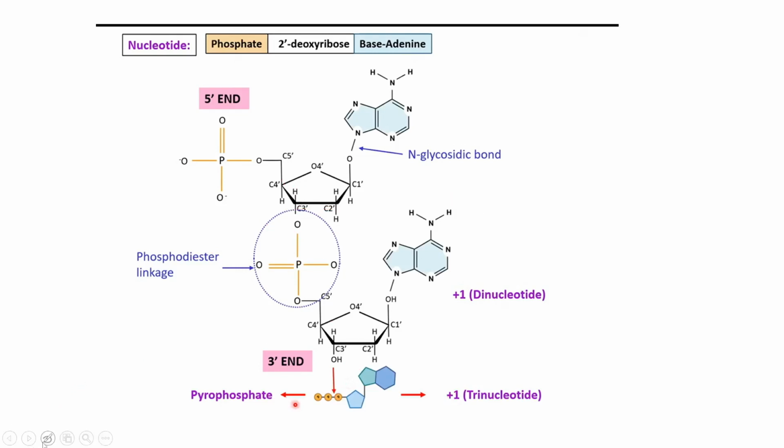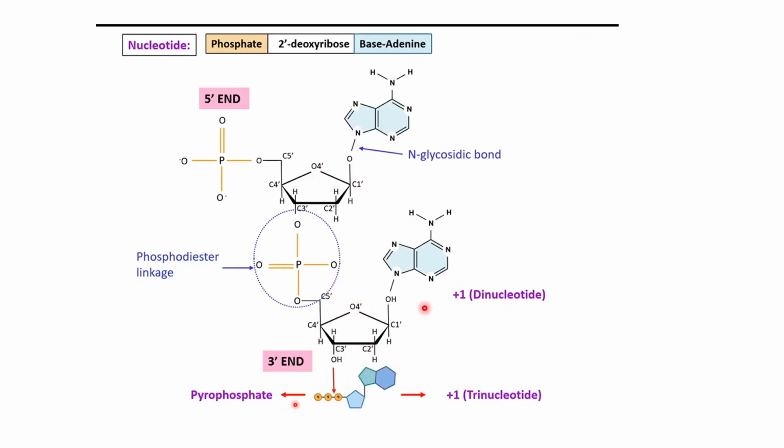A single nucleotide unit will be attached to another nucleotide unit by a phosphodiester bond. This phosphodiester bond is formed between the phosphate present at the C5 position and the OH group present at the C3 position of the deoxyribose. So the C3 position of deoxyribose and the C5 phosphate create the phosphodiester linkage between the nucleotides. This is called a dinucleotide. Attachment of two nucleotide subunits is called a dinucleotide.